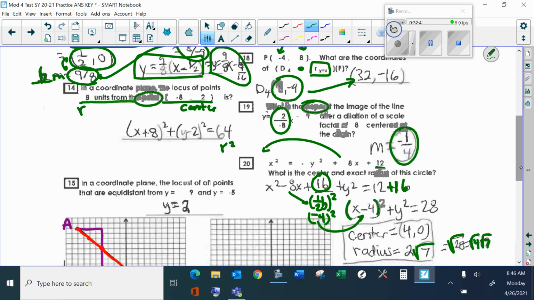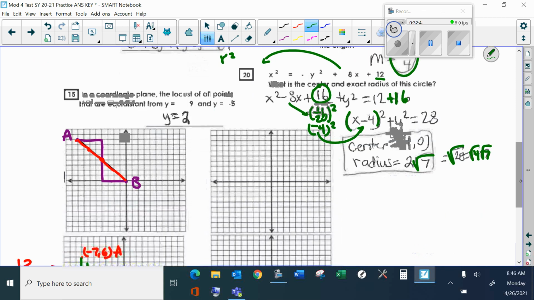And last one on locus. Again, you're going to have one locus problem on the DCAS. You just don't know what type. It could be a circle one like that, or it could be a line one like this one. In the coordinate plane, the locus of all points that are equidistant from the line y equals 9 and y equals negative 5. Well, those are two horizontal lines. So therefore, it's going to be another horizontal line right in the middle of those two.